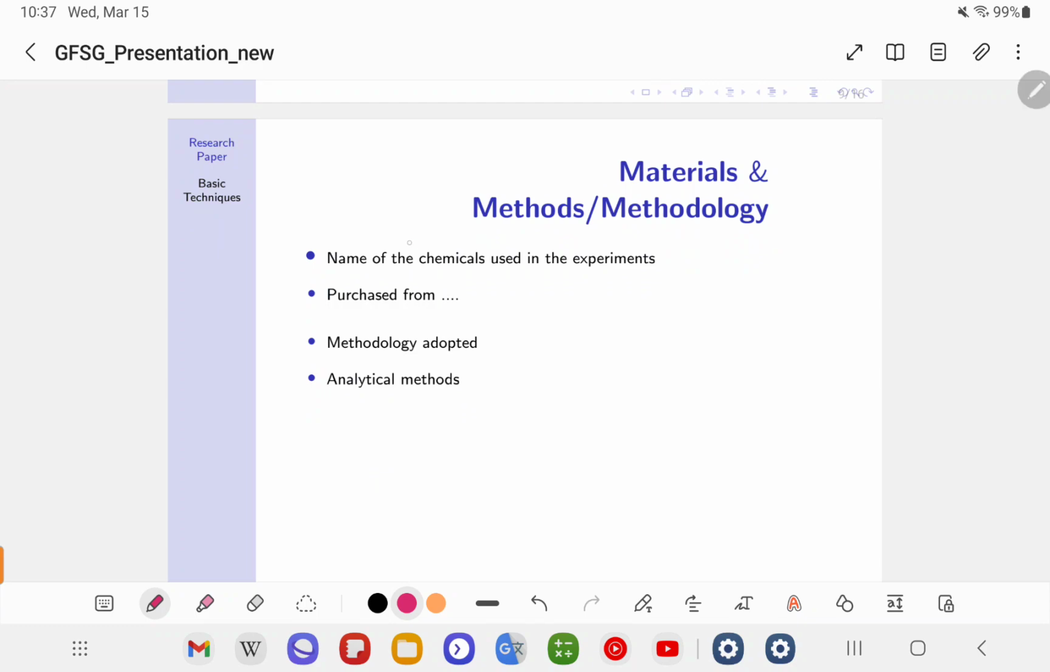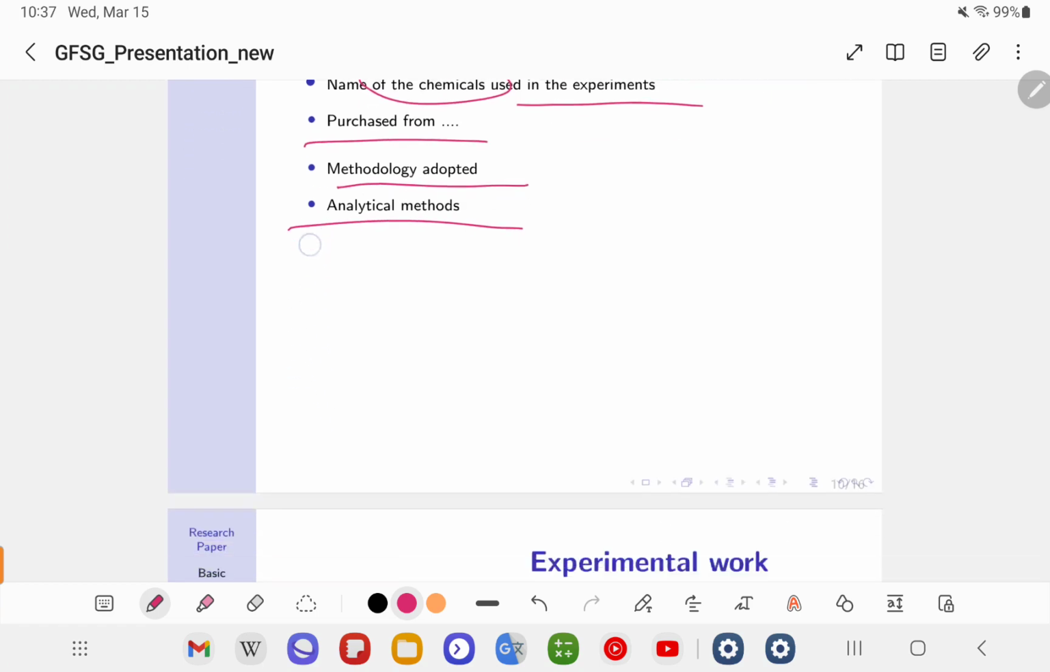For example, if you have purchased some materials or chemicals to carry out the work, you have to mention where you have purchased them. Suppose you have used one of the systems, then mention where the system was purchased from, or what the specification of that particular setup is. Whichever equipment or analytical methods you have used, you have to mention in this section.